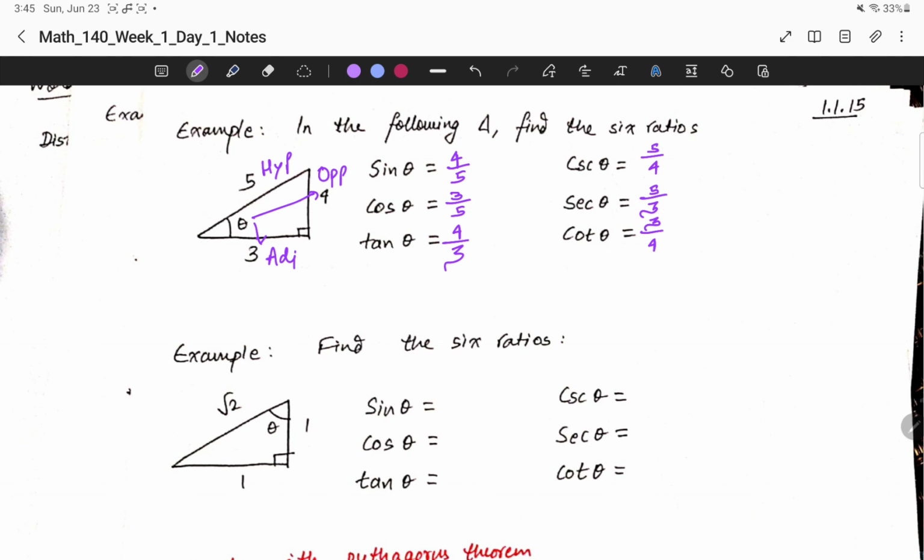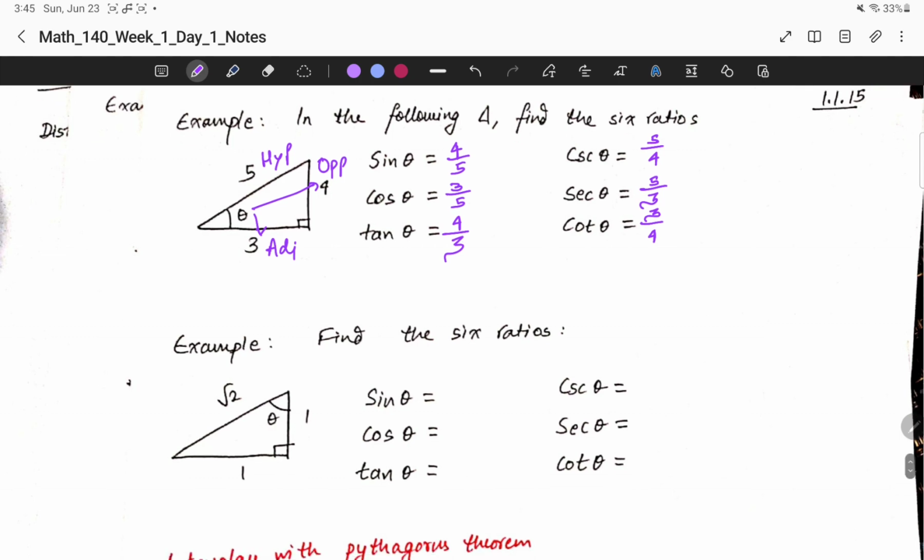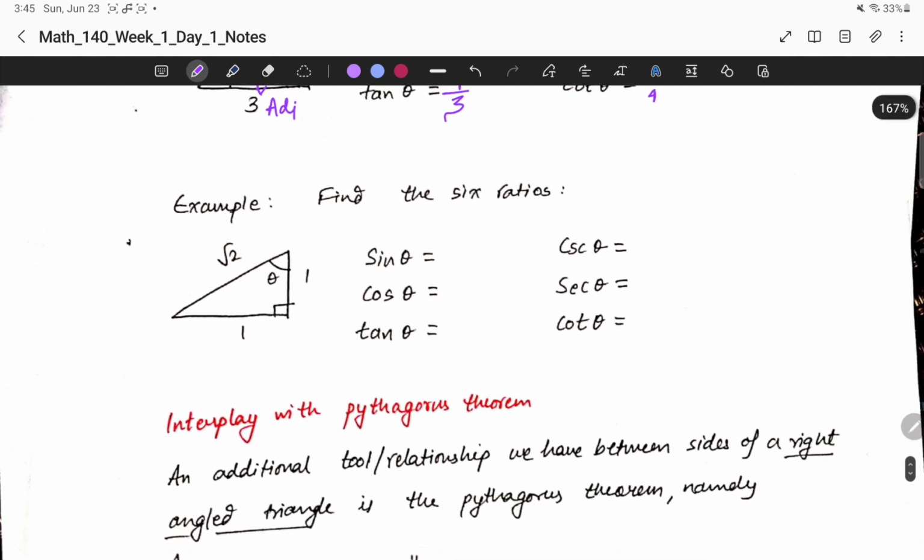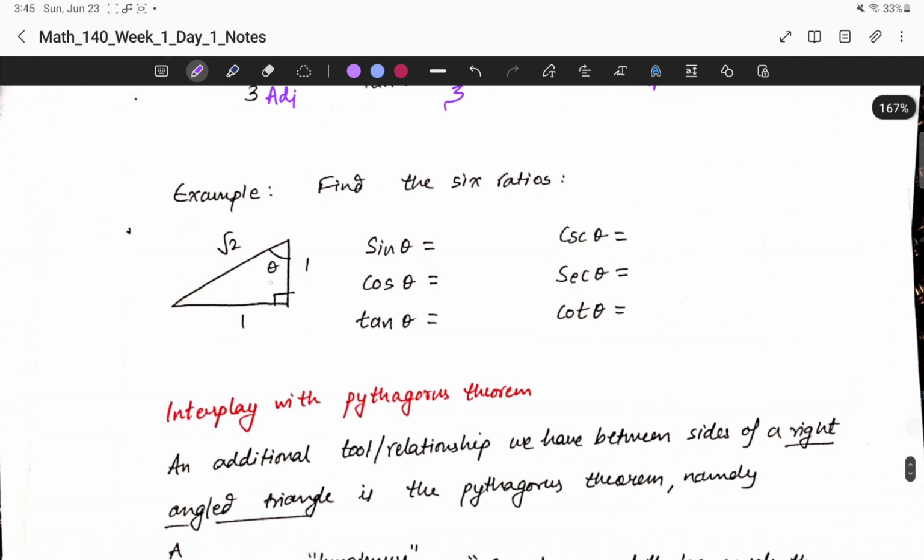Okay. Now you may not have nice numbers, so in this case, if I'm going to fill this out, the only difference here is, remember, this theta now is up here, which means with respect to this angle, that is the opposite, that is the adjacent, the hypotenuse never changes. So in this case, sine theta is 1 over root 2, cosine is 1 over root 2, tangent is 1. So this is root 2, 1.